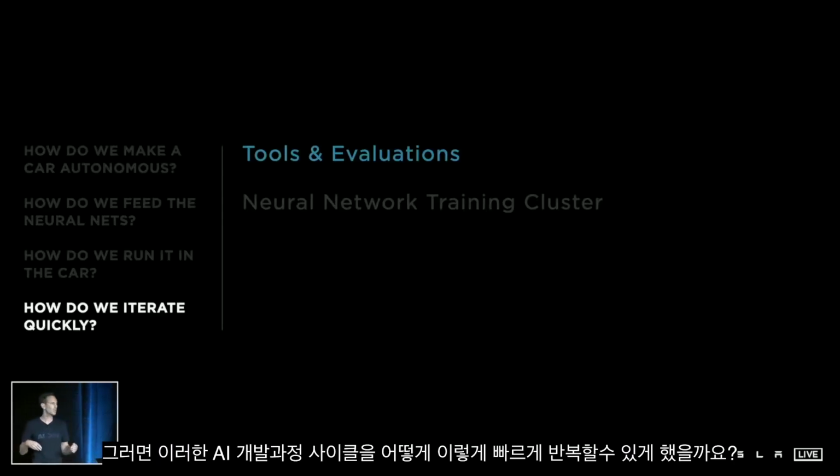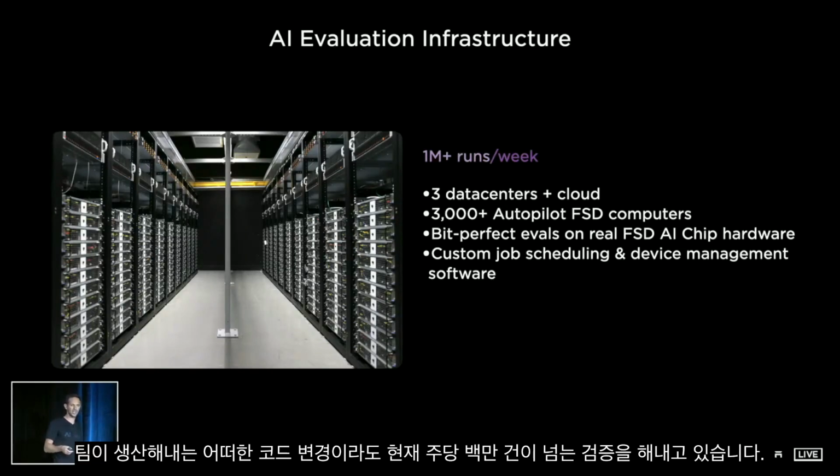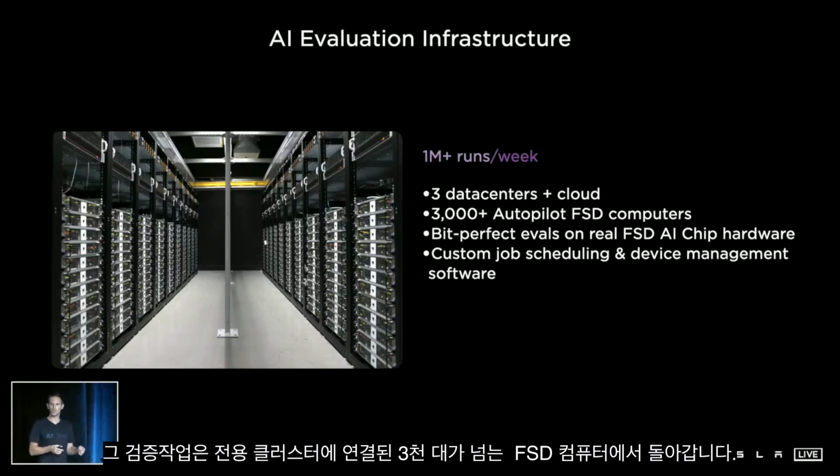So how do we iterate quickly together as a group through these AI development cycles? Well, first, we have been scaling our capacity to evaluate our software and neural network dramatically over the past few years. Today, we're running over 1 million evaluations per week on any code change that the team is producing. And those evaluations run on over 3,000 actual full self-driving computers that are hooked up together in a dedicated cluster.